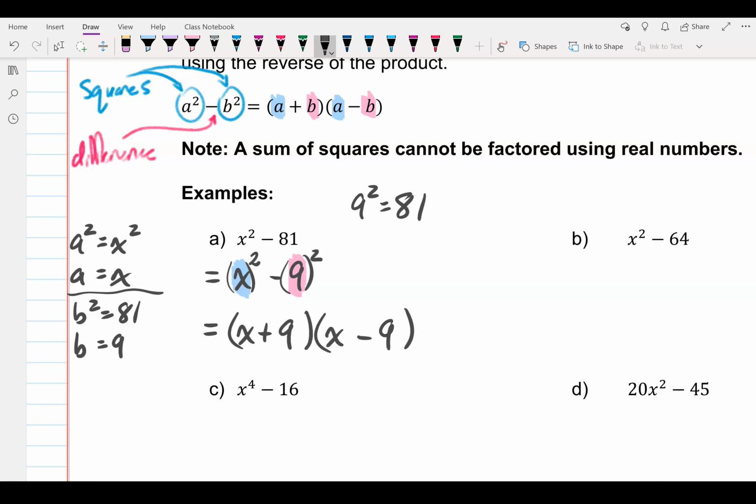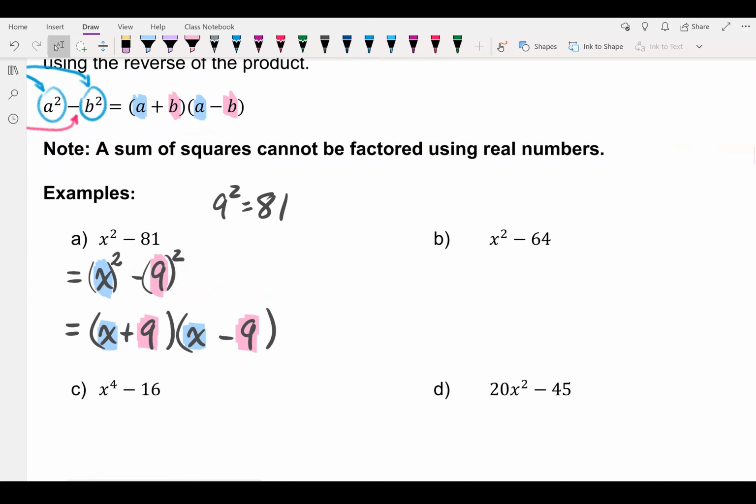1 is plus, 1 is minus. Okay? So at the end of the day, the x term goes in front, which is also called the a term. The b term comes second, and you just put a plus and a minus in between them. This becomes very simple to do. Okay, let's try the next one.